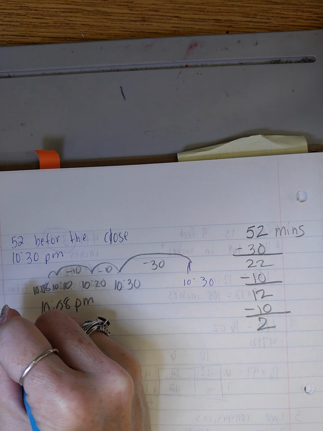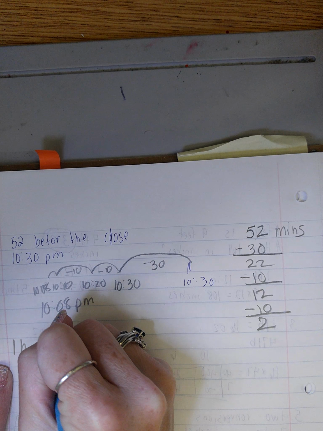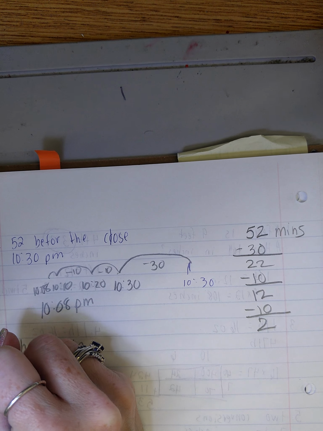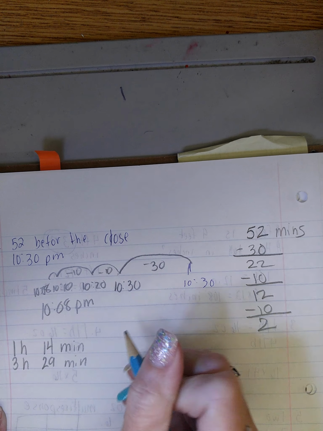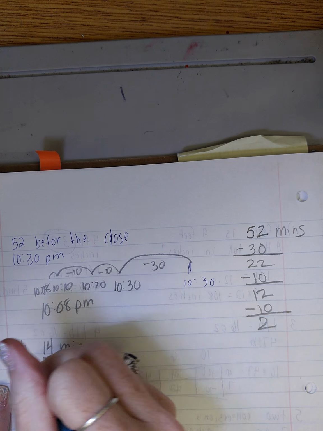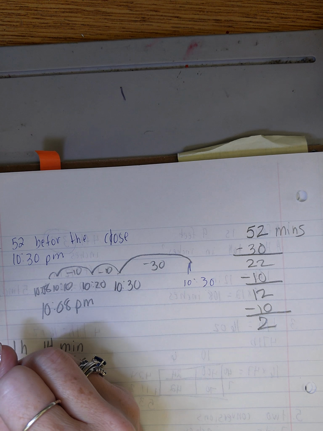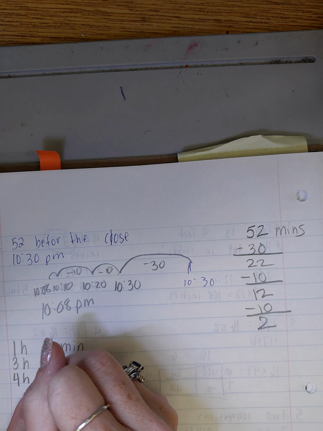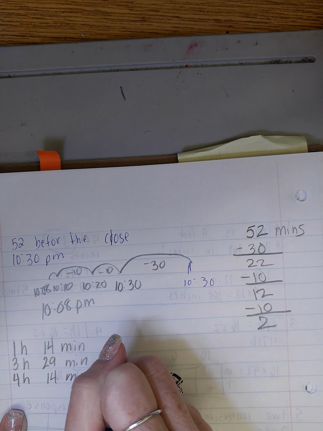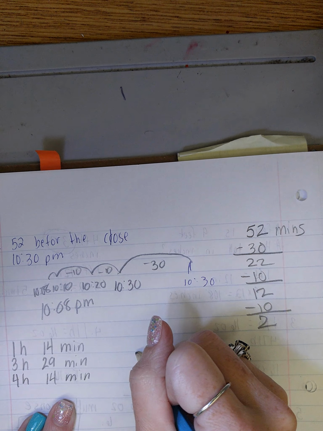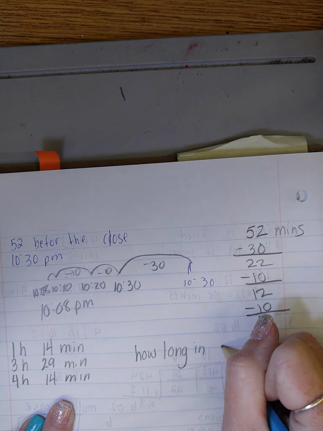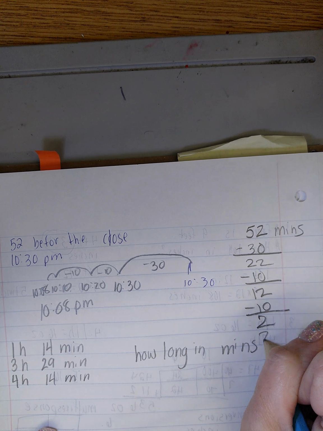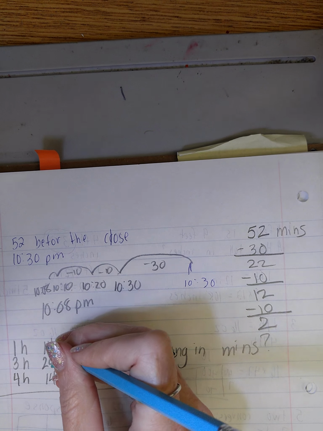So here's an example. We spent 1 hour, 14 minutes reading on Monday, 3 hours and 29 minutes on Tuesday. Wednesday we did 4 hours and 14 minutes. How long did we read in minutes? How long in minutes? That's what they're asking. So I'm going to add these together.